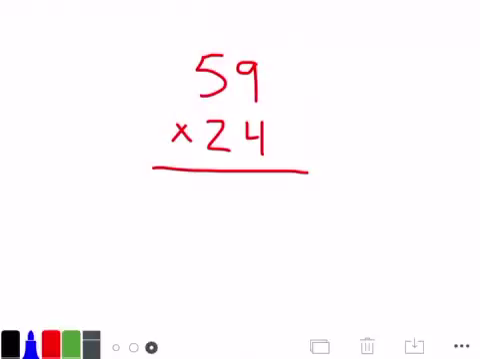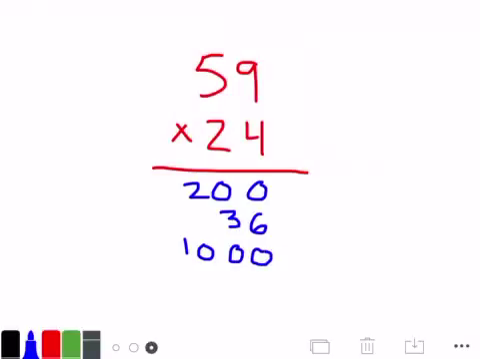Okay, you had a chance to pause the video and work it out. I'm going to go ahead and work mine out now. 4 times 50 would be 200. 4 times 9 is 36. 20 times 50, right? 2 times 5 is 10. Add the 2 zeros, that's 1,000. 20 times 50 is 1,000.